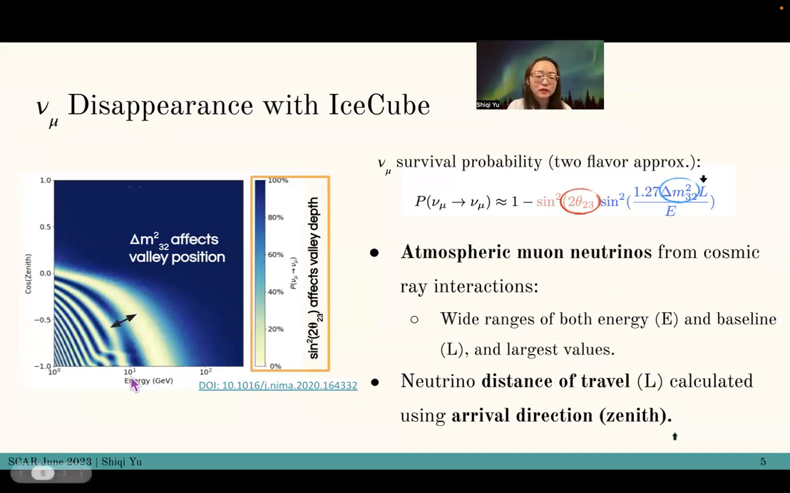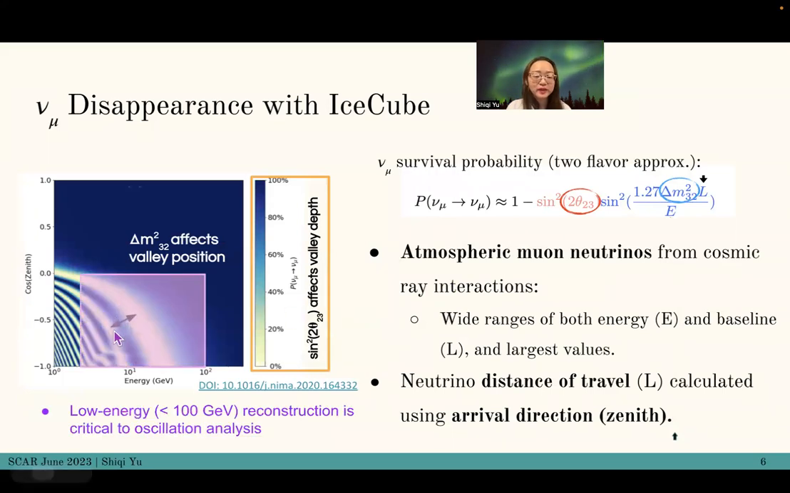The location of these stripes tells us about delta m squared 32, and the brightness tells us about sine squared 2 theta 23. As you may have noticed, the biggest sensitivity is provided by this part of the sample, which is a neutrino sample arrived through the Earth with energy between 5 and 100 GeV.